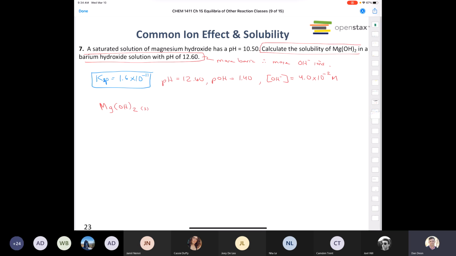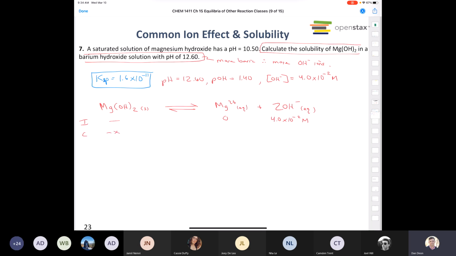We have our magnesium hydroxide, which is in equilibrium with magnesium ions, plus hydroxide ions. We don't consider magnesium hydroxide as having a concentration. Okay? We don't have any of this at first, but we do have some hydroxide ions, don't we? And we have a concentration of 4.0 times 10 to the negative 2 molar. Now that's not going to change, right?